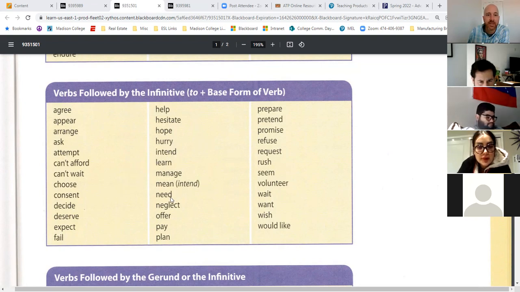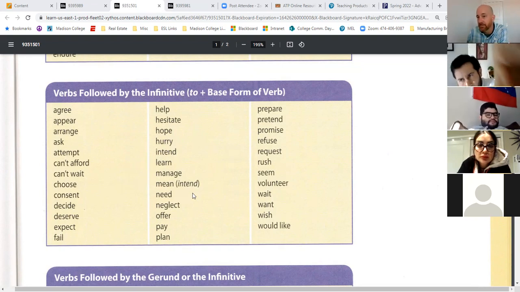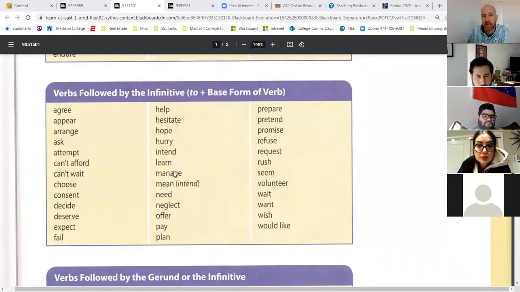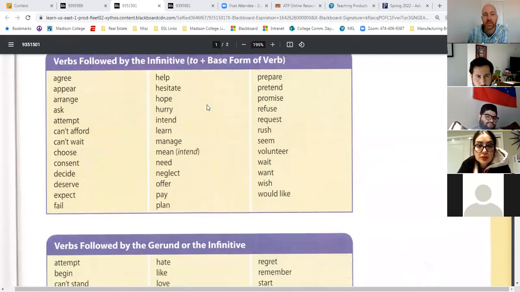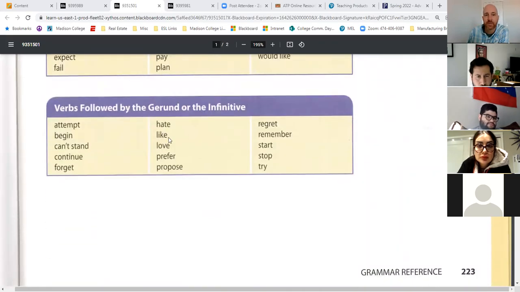We see need. She needs to learn. We don't say needs to learning. She needs to study. She needs to find a job. We don't say she needs to finding a job. Okay, it has to be followed by an infinitive, but some verbs, such as these, can be followed by a gerund or an infinitive.